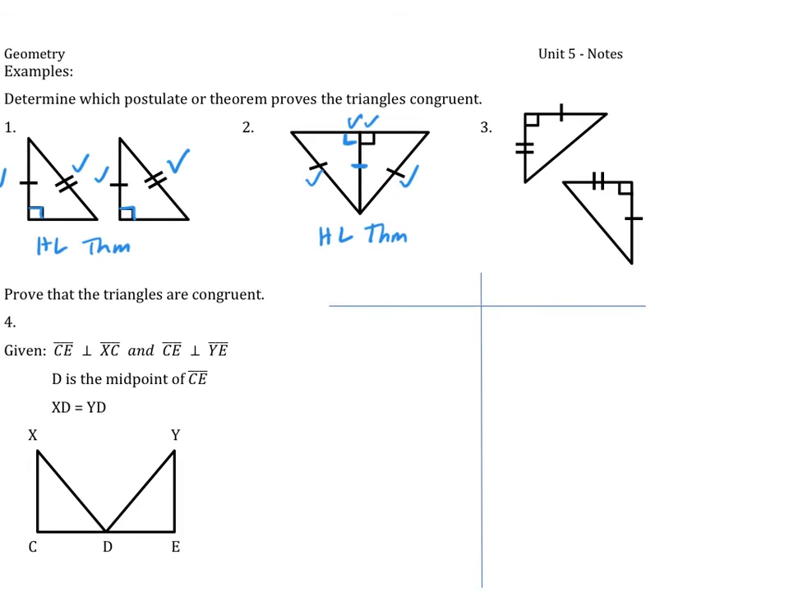Now this is an example where hypotenuse leg doesn't work, because we don't know anything about the hypotenuses here. But that doesn't mean we can't prove the triangles are congruent. All of our other triangle congruencies work. So we have a side, angle, side. Again, side, angle, side, and that was a postulate, so that was by our side angle side postulate. We can still prove they're congruent even if it's not hypotenuse leg. We just have to default to those triangle congruencies that work for all triangles.